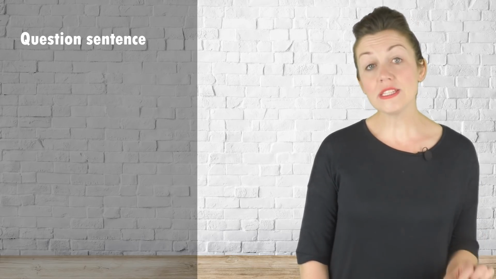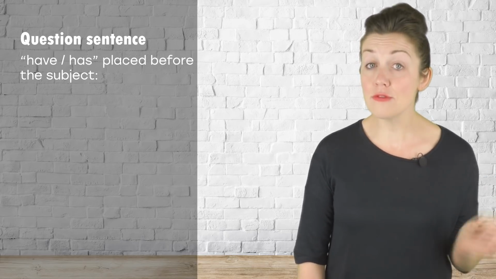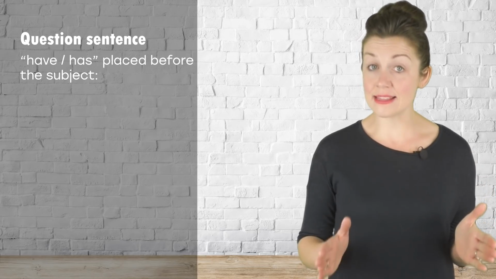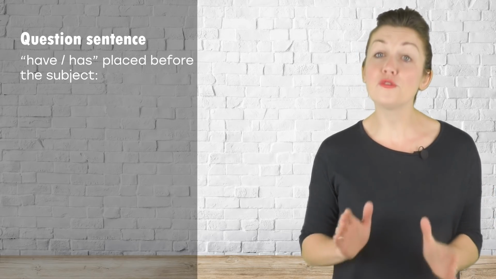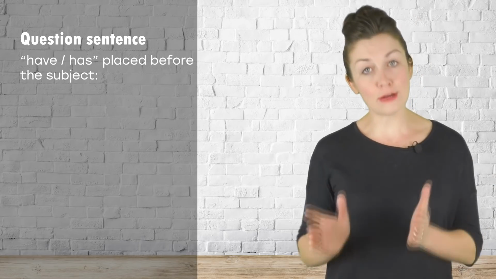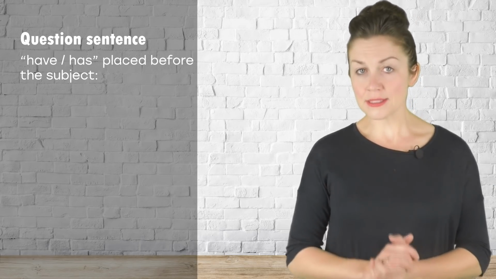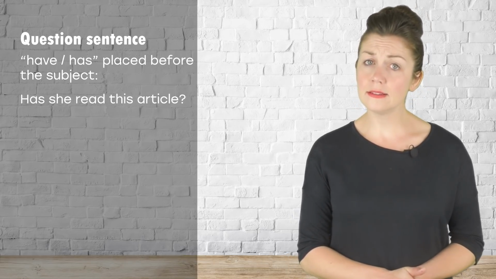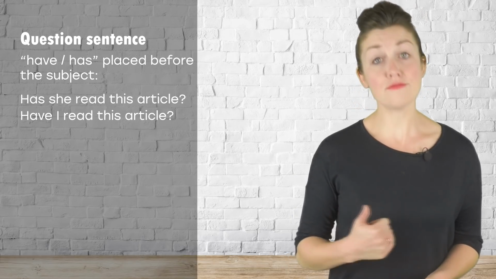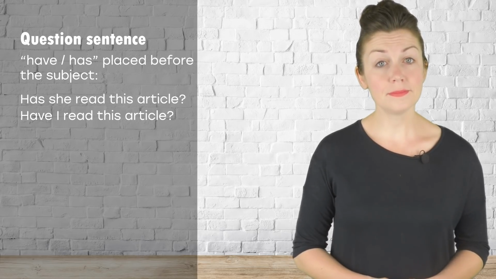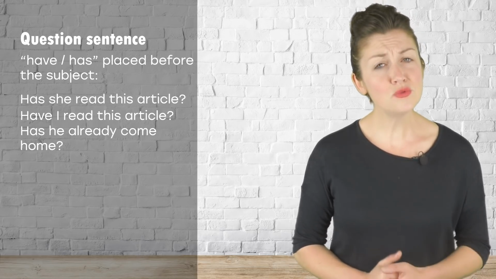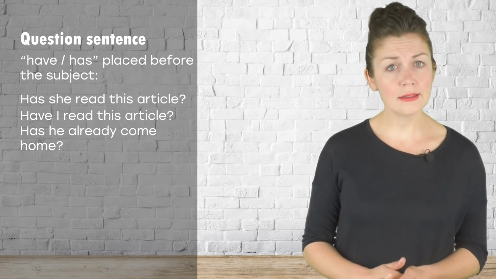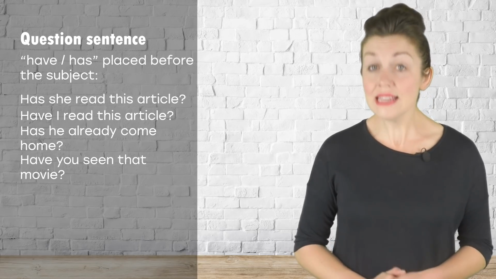Well, let's look at how question and negative sentence are formed. In question sentences, the auxiliary verb have, has is placed before the subject at the very beginning. Here are some examples. Has she read this article? Have I read this article? Has he already come home? Have you seen that movie?